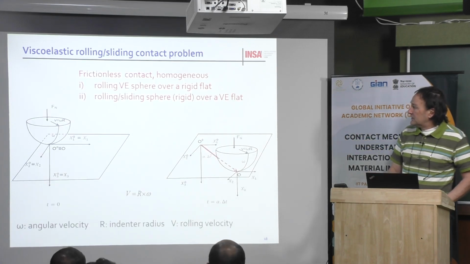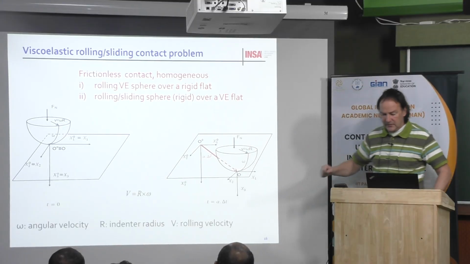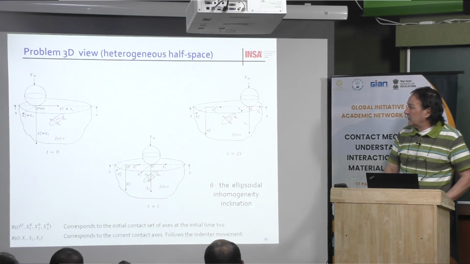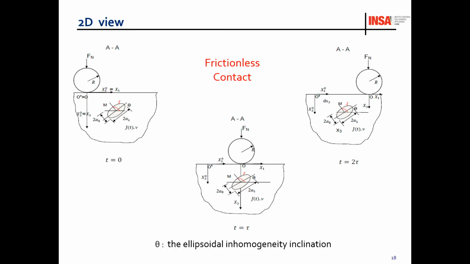Okay, now let's have a look at some results when we have a rolling viscoelastic sphere rolling on a rigid flat. Then the situation is the one from the slide before, on the right, and we call omega the rotational speed, V the linear velocity, and R the radius of the sphere. Then we will see what happens with or without inclusions at different time steps. And the inclusion can be inclined compared to the geometry of the surface.